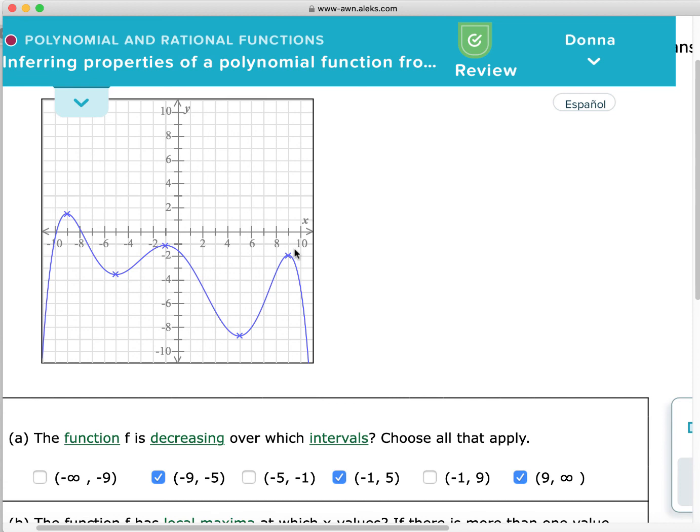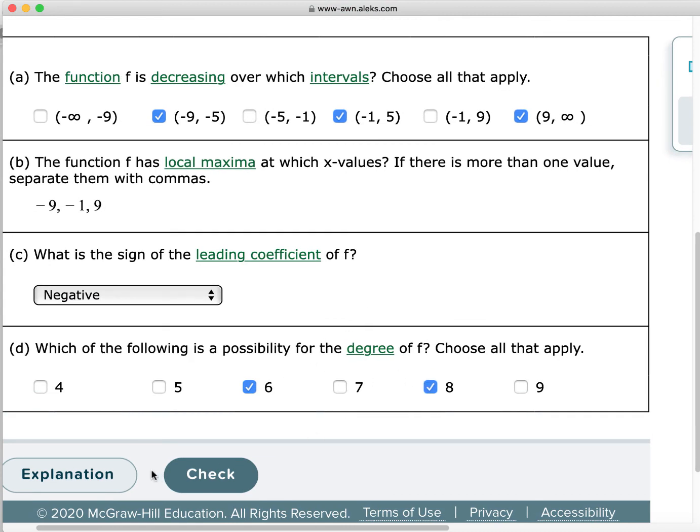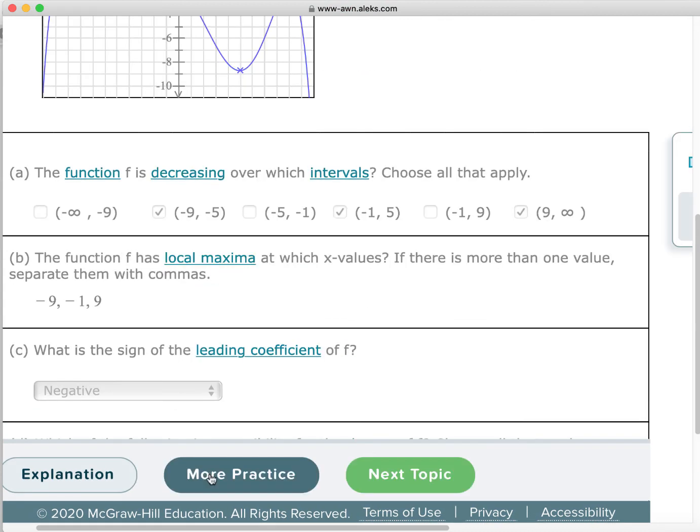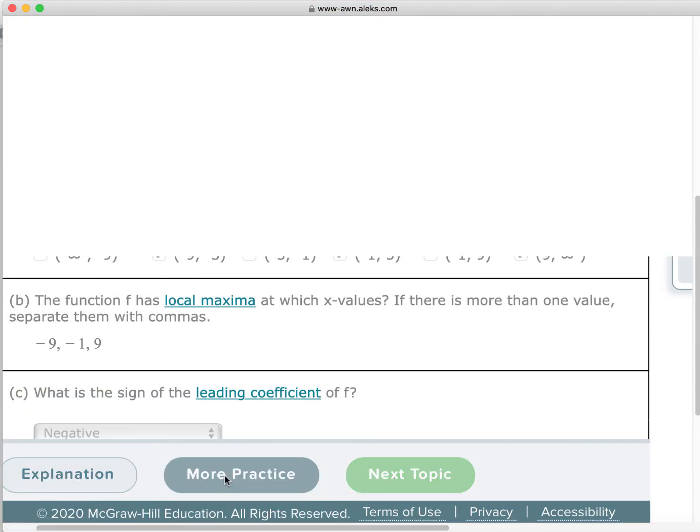So add 1 to 5 is 6. So the degree is 6 or more. Has to be even. So it's going to be 6 or 8. We'll do one more. Hopefully it won't be an even one. Yippee! Correct! All right, let's do one more.